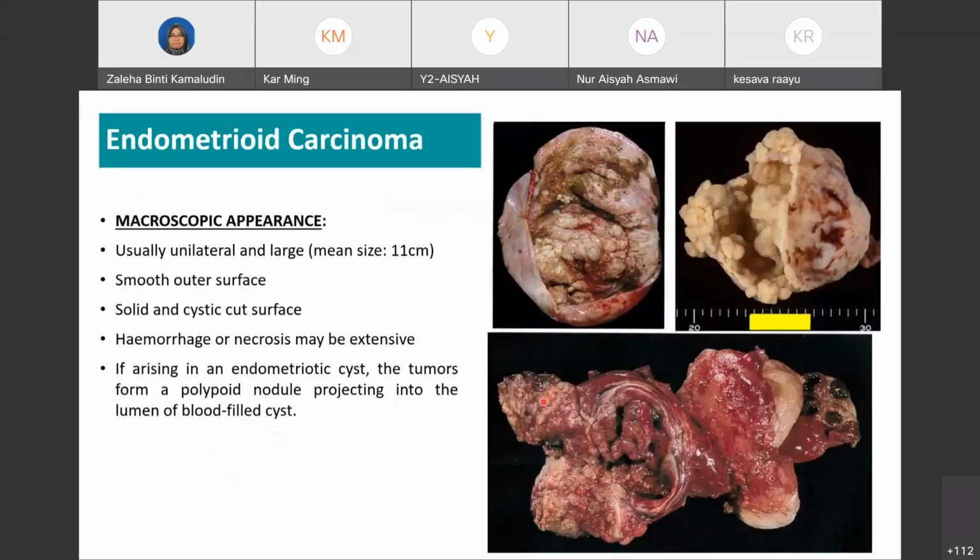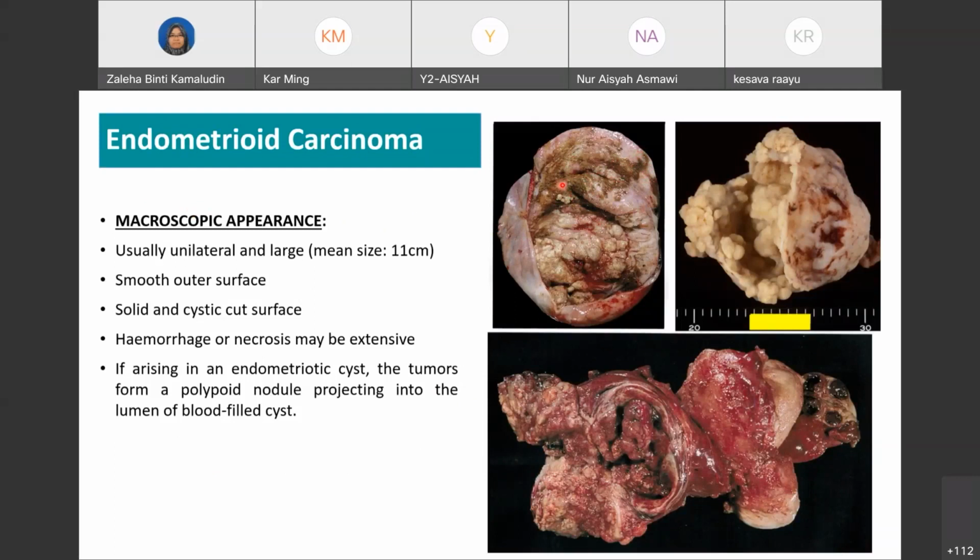So how is the gross finding of the endometrioid carcinoma? Sometimes it is quite difficult to differentiate this from the serous tumor. But what is the clue actually? As I mentioned just now, the tumor is associated with the endometriotic cyst, so it is a blackish color. Some will call this the chocolate cyst appearance.